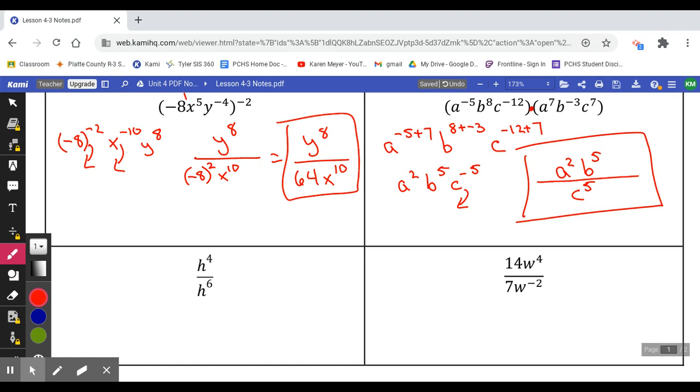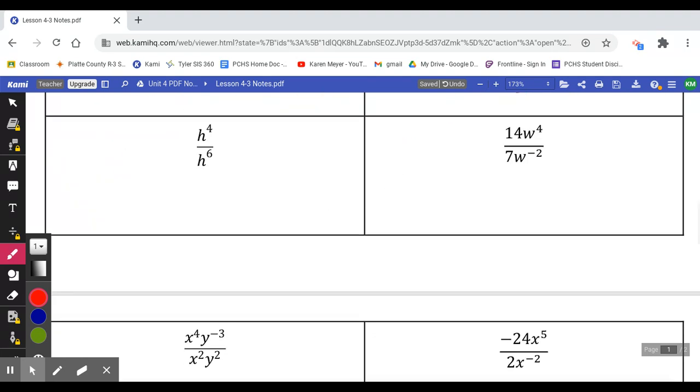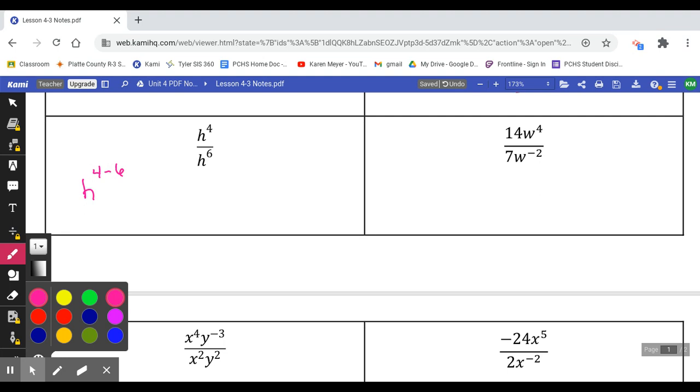Okay, next one. If we are dividing, then we subtract exponents. And remember, you take top exponent minus bottom exponent. So h raised to the 4 minus 6, which gives me h to the negative second. That's a negative exponent, so move it to the bottom. Can't have nothing on the top. So remember, if you move everything to the bottom, you automatically have a 1 on the top. So 1 over h to the positive second.